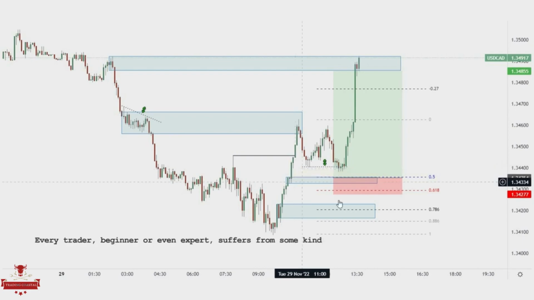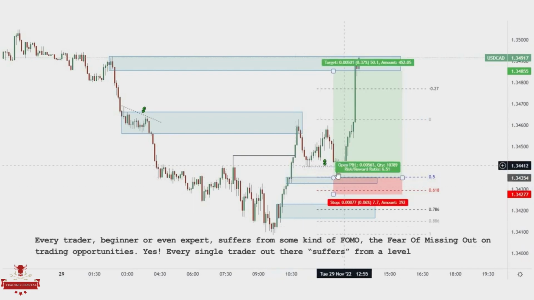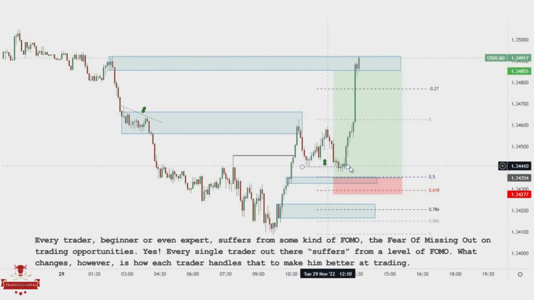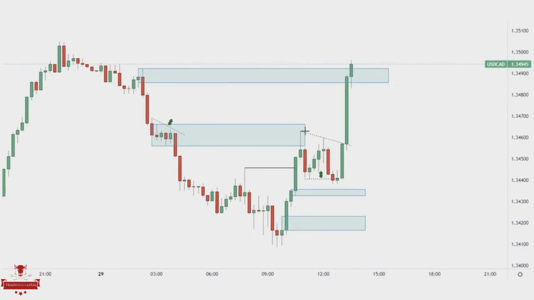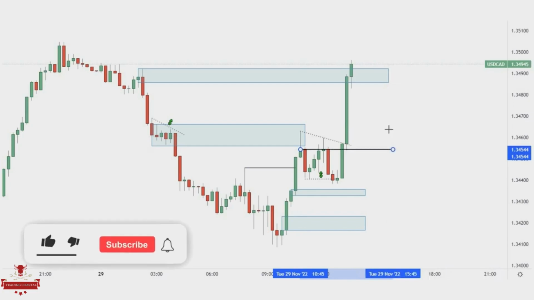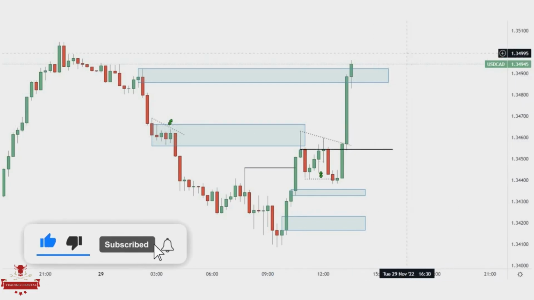Stop. Every trader, beginner or even expert, suffers from some kind of FOMO, the fear of missing out on trading opportunities. Yes, every single trader out there suffers from a level of FOMO. What changes, however, is how each trader handles that to become better at trading. I shifted to 15 minutes, and I saw a candle closure above the bodies of the previous candles. This was a bullish sign that the move is going to continue further, a breakout type of trade.